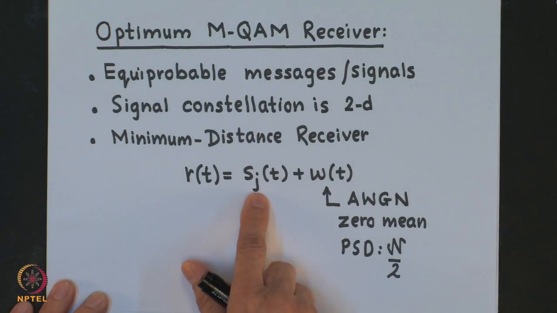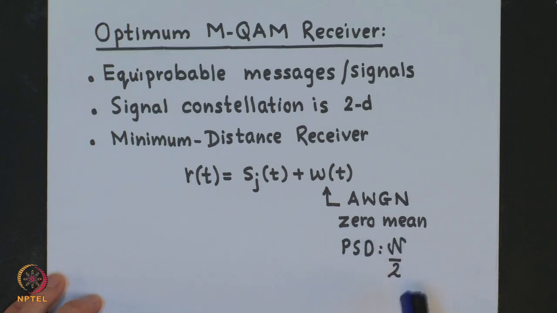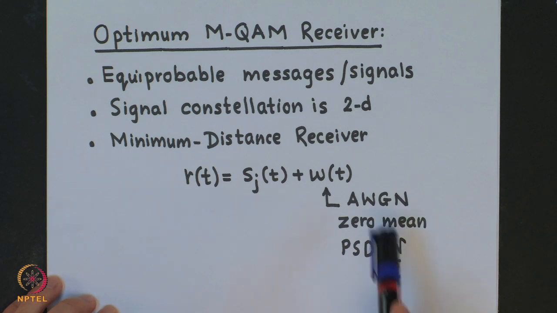Now, we will assume that our messages or signals are equiprobable. Our signal constellation is two-dimensional. So, the optimum receiver would be the minimum distance receiver. So, your received signal r(t) is equal to s_j(t) plus the additive white Gaussian noise with zero mean and the power spectral density N0 by 2.